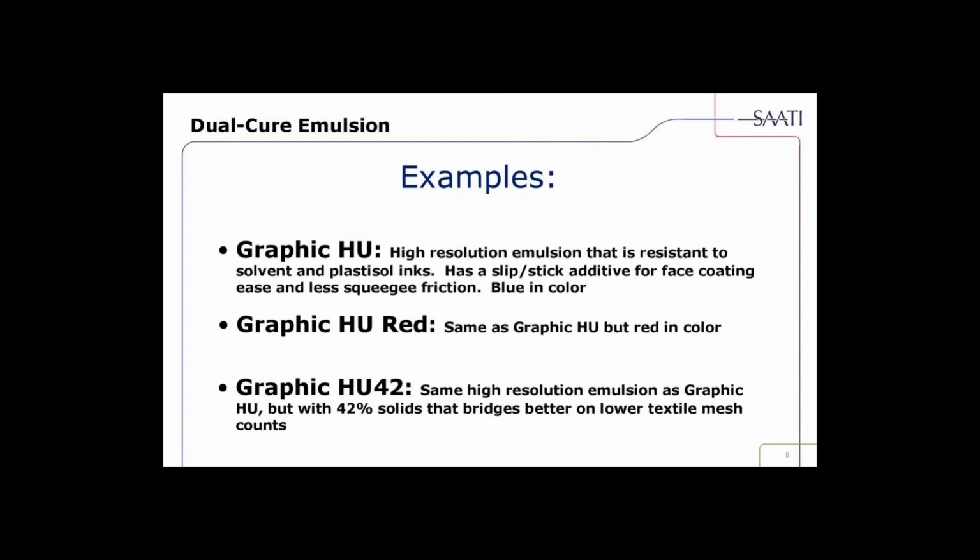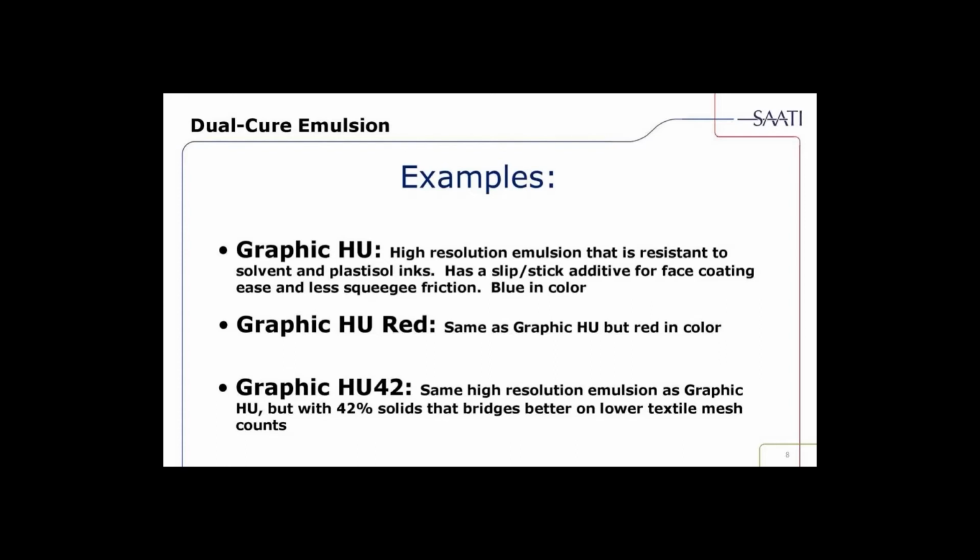Next in line would be the Graphic HU Red. This is the same product, only dyed a different color, red obviously. This is widely used in the container and ASI industry because of its ability to hold great resolution in the fine type points, the 4 to 6 point type. The next product we would offer is Graphic HU 42.